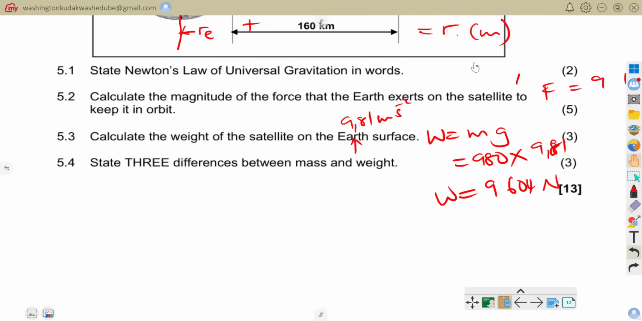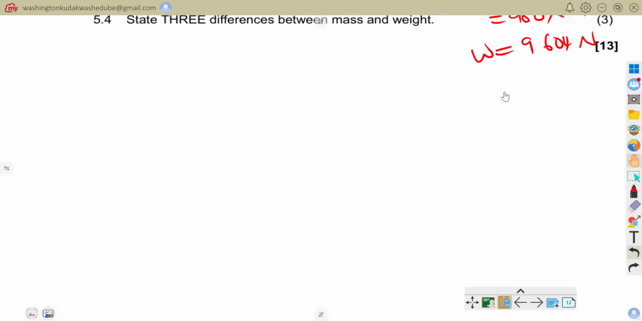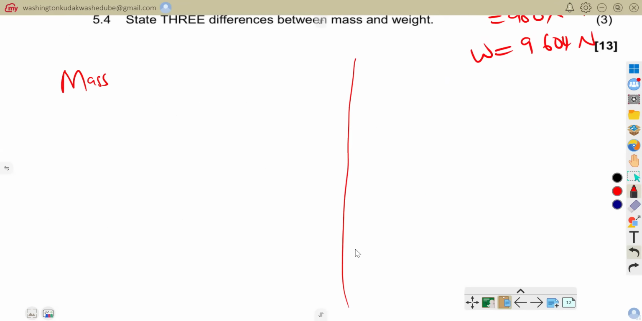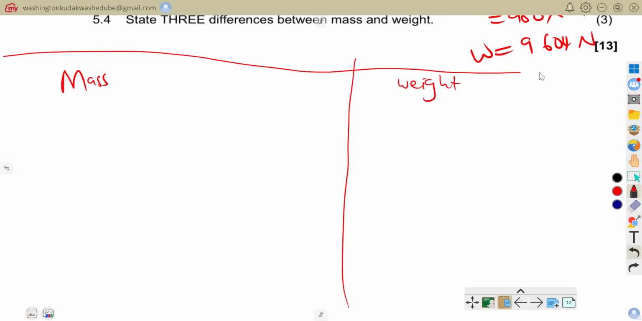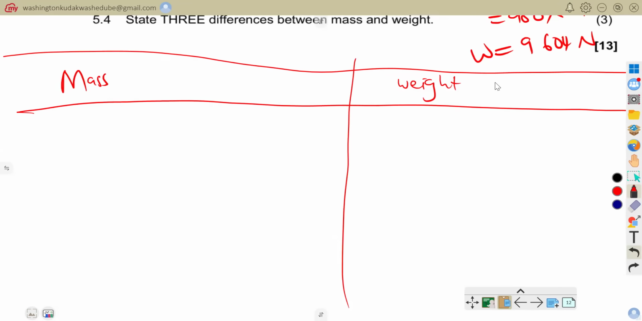State three differences between mass and weight. I would use a table here, with mass on this side and weight on this side. What is the difference between mass and weight? We said calculate weight, and weight is equal to mg, that is mass times gravitational acceleration. But mass is just given by m. So what is the difference between these two?